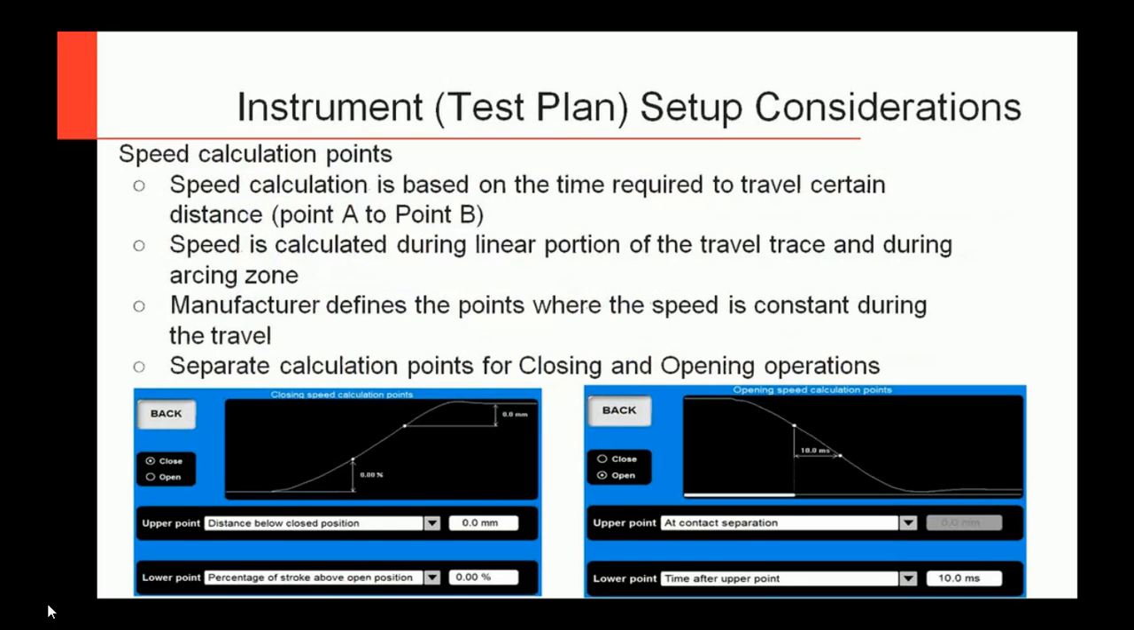So speed calculation points. As I said, you want to look somewhere in the arcing zone, in a linear portion of the curve, and really you just choose 2 different points, but you have multiple references. So you could say distance below closed, a distance below upper point, a percentage of stroke, at contact separation or touch, or at a time after the upper point. So the manufacturer, once again, should specify these, and you want to make sure you use the correct ones for closing, and there can be different ones for opening as well.